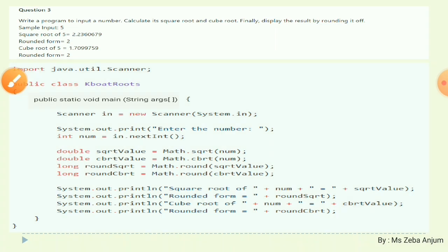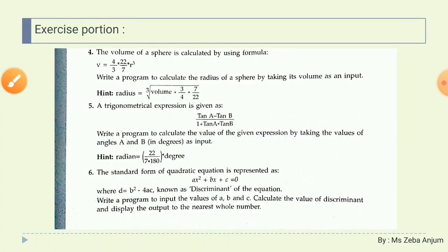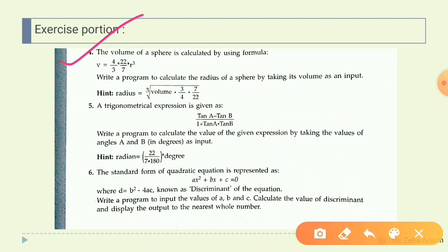Now see students, we were having these 3 questions also in your exercise portion. So firstly see the fourth question, that is the volume of a sphere is calculated by using a formula. Yes, we know the formula, a very popular one. Write a program to calculate the radius of a sphere by taking its volume as an input. Only one input you have to take, that is your volume. Okay, and then you have to calculate what? The radius, and you have to use this formula for the same.